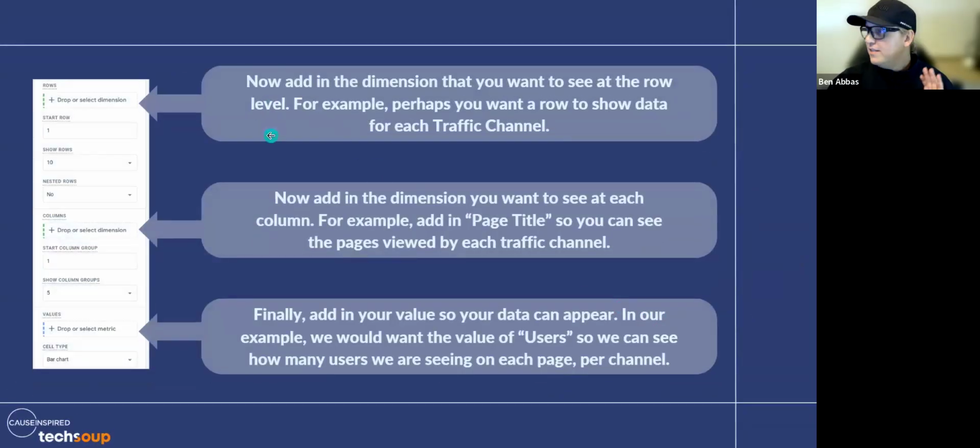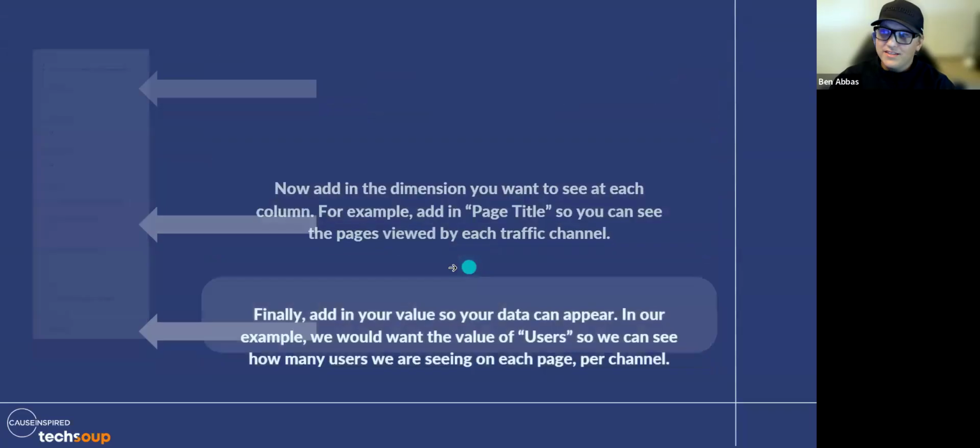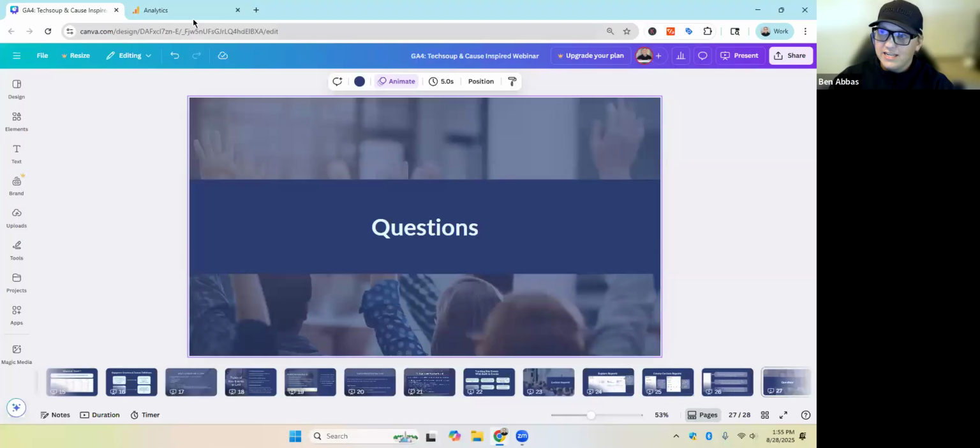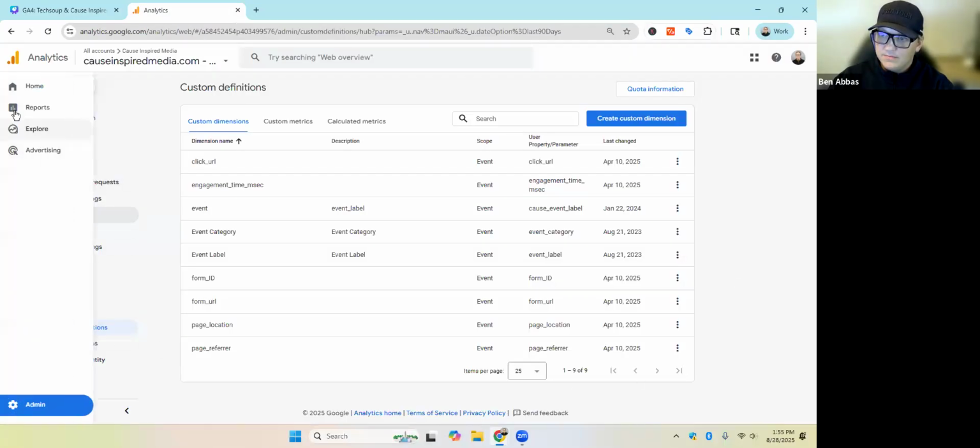You're going to add in the dimension that you want to see at the row level. For example, if you want to show data for each traffic channel that we looked at in the report section before, now add in the dimension of page title, right? So these channels are going to these pages more often than not. And then finally, you want to add in the specific value, which is users. And I'll give you an example of what this report actually looks like by the end of it.